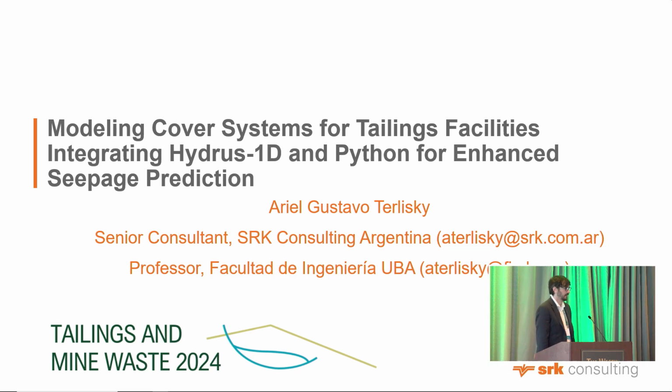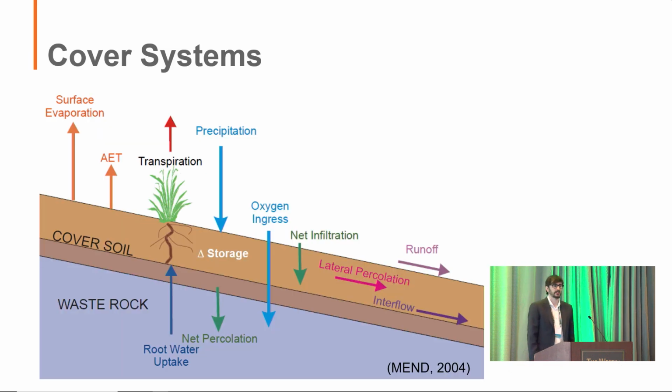Hi, everyone. Thank you for joining. Today I will talk about modeling cover systems for tailings facilities, integrating HYDRUS 1D and Python for enhanced seepage prediction. As we are in the closure session, we are all aware of what a cover system is. Here we can see that below, in blue, we have a waste rock, which can be potentially acid generating, PAG. And in order not to have generation of acid, we may need to put a cover above it.